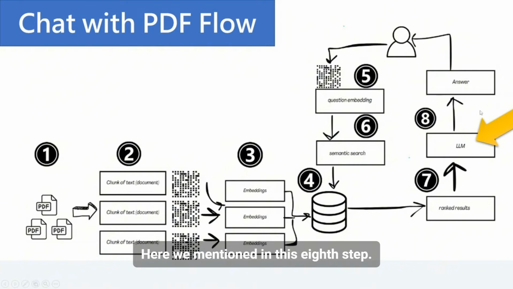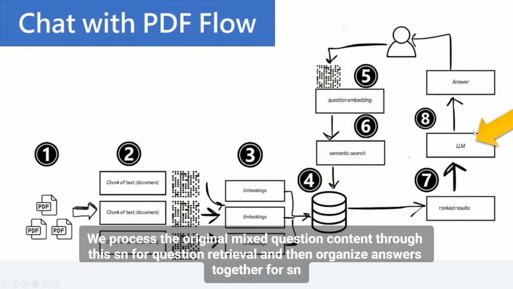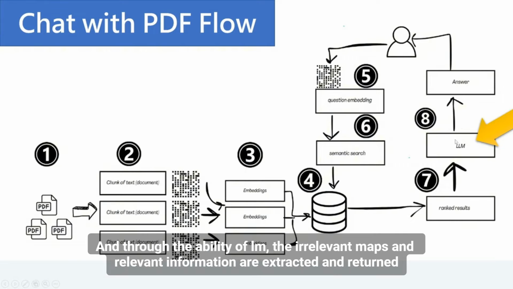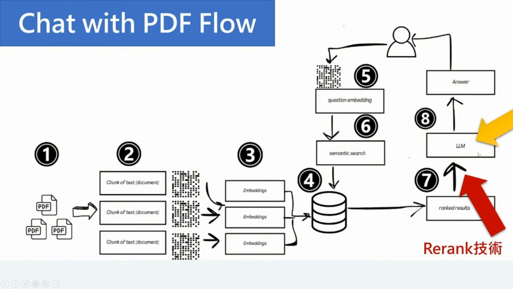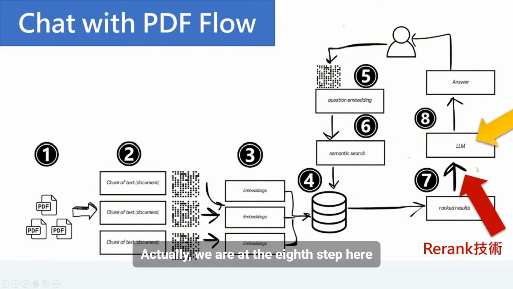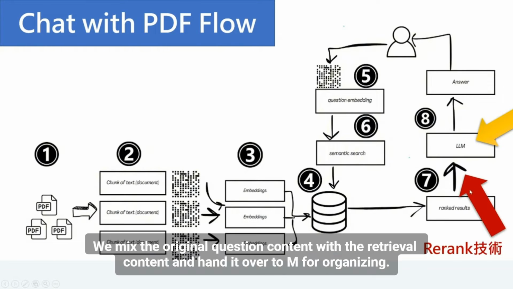Here we mentioned in this eighth step, we process the original mixed question content through this retrieval, and then organize the answers together. Through the ability of the LLM, the irrelevant parts are removed and relevant information is extracted and returned. This is very important. Everyone remember first. So, actually, at the eighth step here, we mix the original question content with the retrieval content and hand it over to the LLM for organizing.